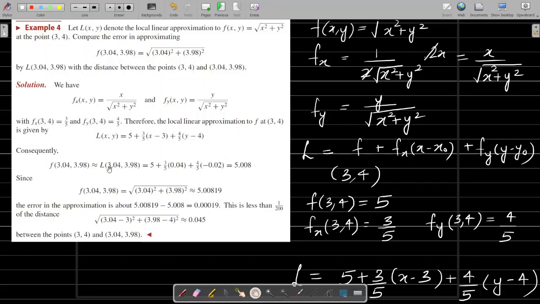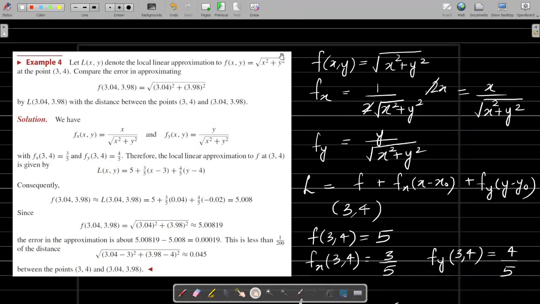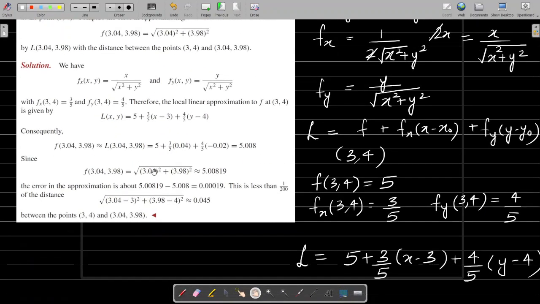I hope it is clear. First we are finding the local linear approximation at the point (3.04, 3.98), which comes out as 5 plus 3 by 5 into (3.04 minus 3) plus 4 by 5 into (3.98 minus 4), which is 5.008. Now the actual value, the function we have with us, is the square root of 3.04 squared plus 3.98 squared, which is approximately 5.00819. This is the local linear approximation at that point, and this is the actual value at that point. The difference between these two is the error, and that is 0.0019.